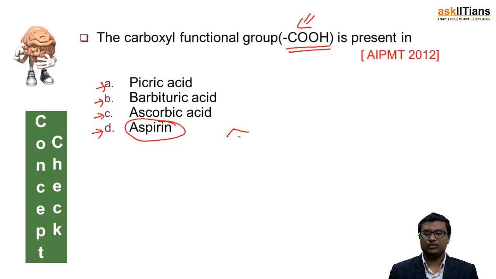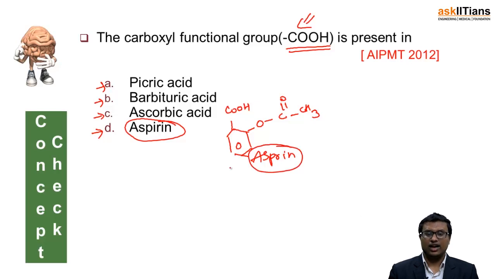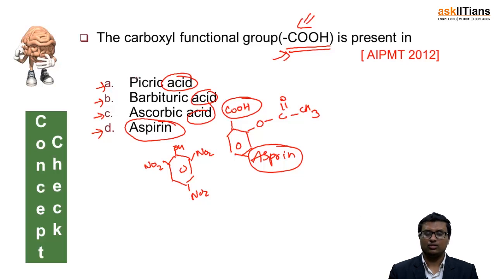So in aspirin you have, this is aspirin, right? What is aspirin? This is aspirin. You have COOH here, and you have O here, and you have COCH3. This is aspirin. So hence aspirin is the only compound which has the COOH functional group. So it is clear that, so what is picric acid? Picric acid has NO2 groups at the 3 positions, and it is a phenol. So similarly, the name says it's an acid, but these acids don't contain your carboxylic acid group. So the answer is D.